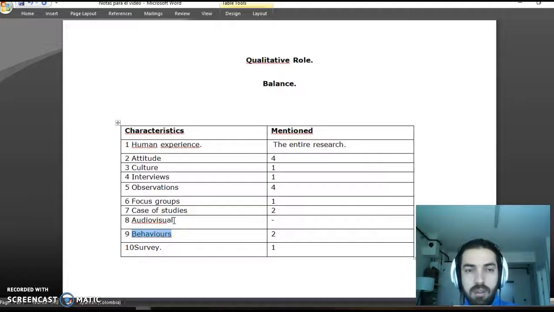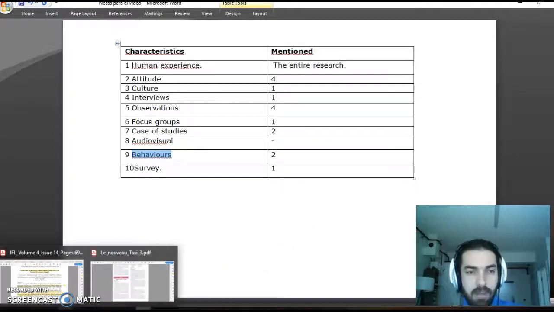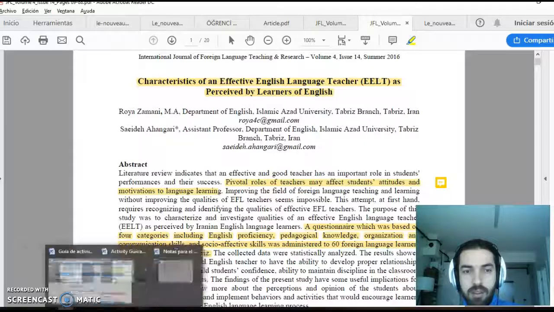Then it becomes number 8, 9 and 10. Audiovisual mainly talks about the aids of the teacher, the capacity and the tools that he or she has in order to be instructing. Then the behaviors concerning how the lesson happens to be and how the participant takes certain kinds of attitudes in front of the education itself. And finally, a survey, which is basically the objective way of looking at it when we are trying to educate.